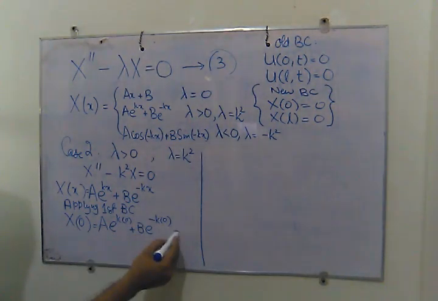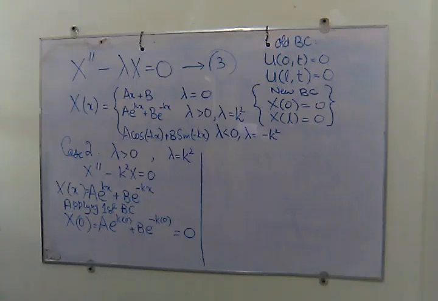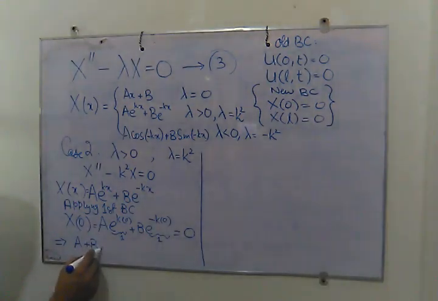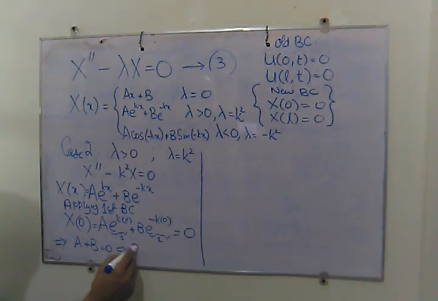And this x of 0 is equal to 0. This means that this exponential raised to the power 0 is equal to 1. So both of the terms are 1, which means that a plus b is equal to 0, or b is equal to minus a.